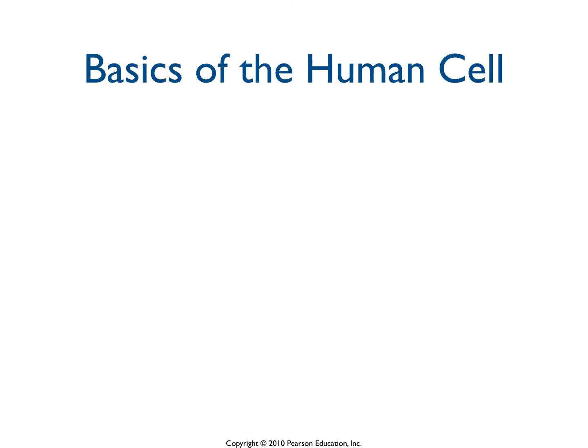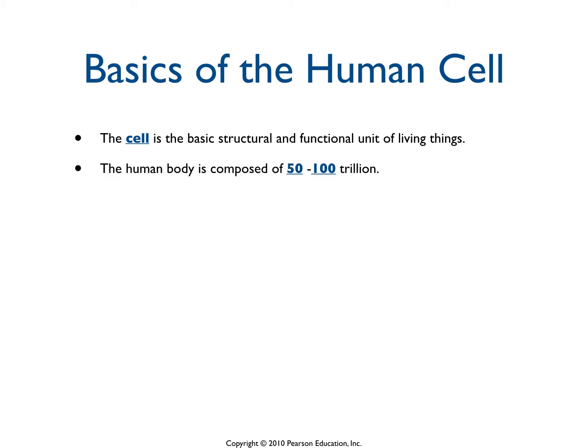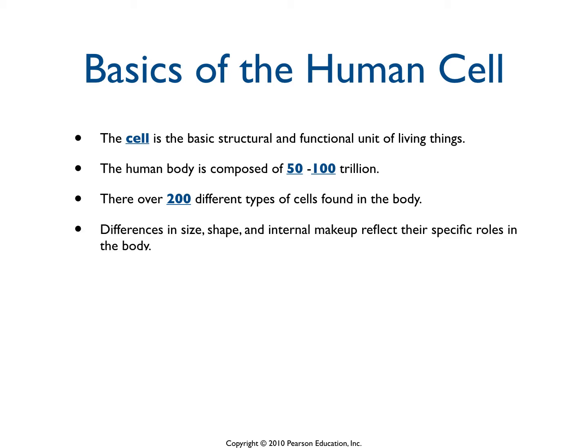You should recall from general biology that the cell is the basic structural and functional unit of living things, and there are between 50 and 100 trillion cells that make up the body. Obviously, those trillions of cells are not all identical. In fact, there are over 200 different types of cells found in the body. The differences in those cells are due to a number of factors, including size, shape, and particularly internal makeup. Each of these differences is important because they reflect a cell's specific role in the body.